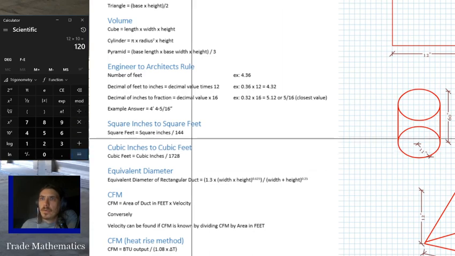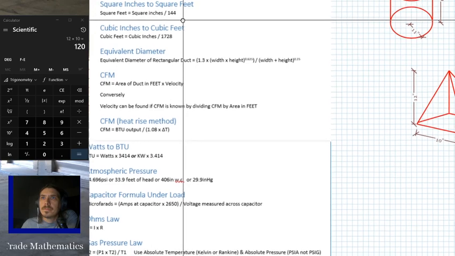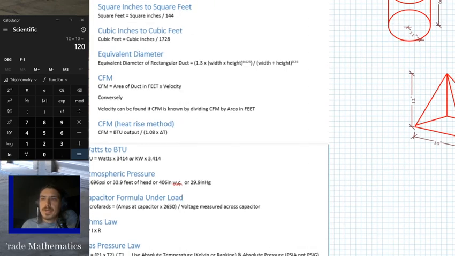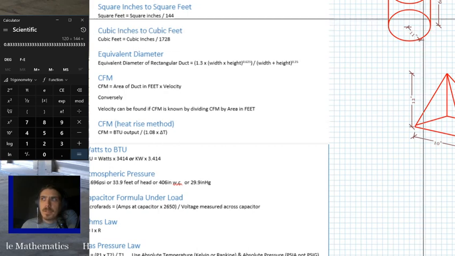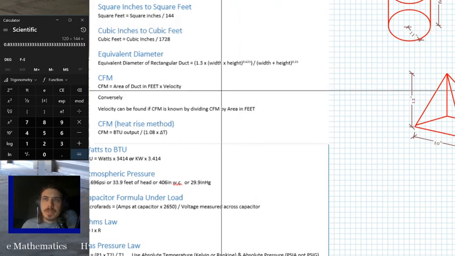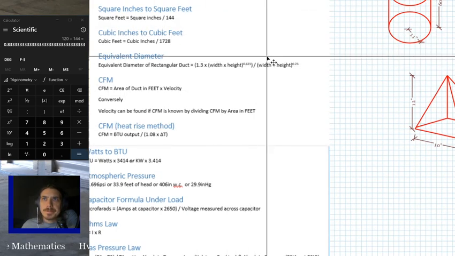And then take that answer and divide it by 144 to get square foot of duct, square foot of room in the duct. So 120 square inch duct is 0.833 feet. Then we can take that measurement and do whatever else we need to with it.